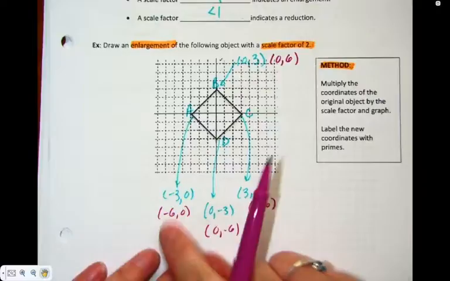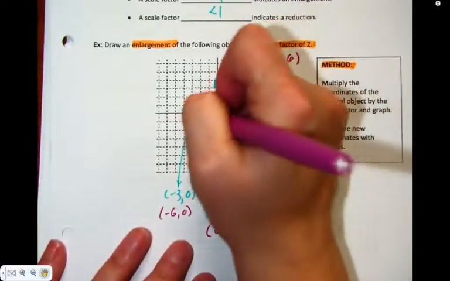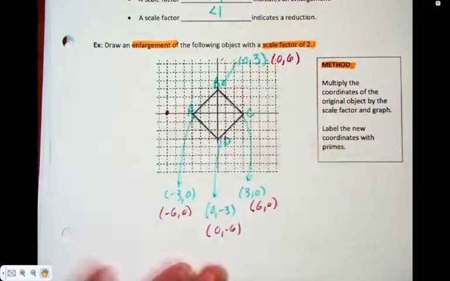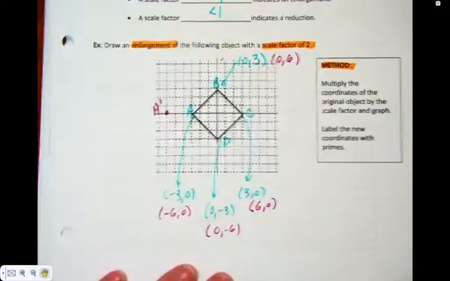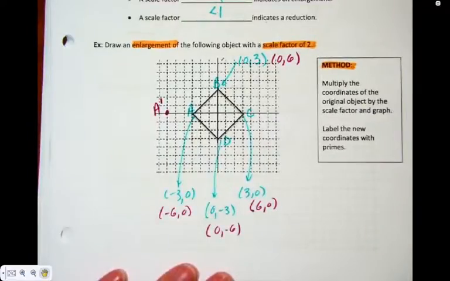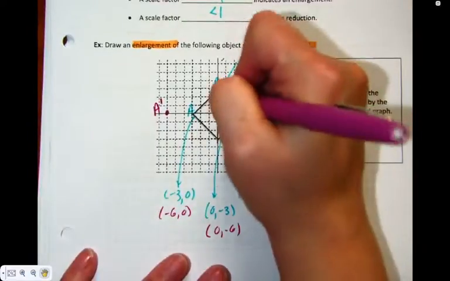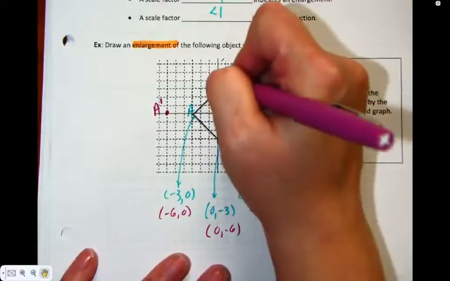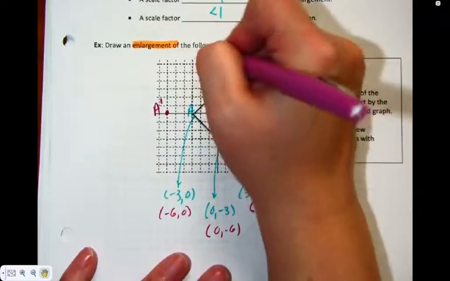All we do is plot those new points. Negative 6, 0, we count: 1, 2, 3, 4, 5, 6. What letter should we call that? A prime, it's called. The point at the top goes up 6. B prime.